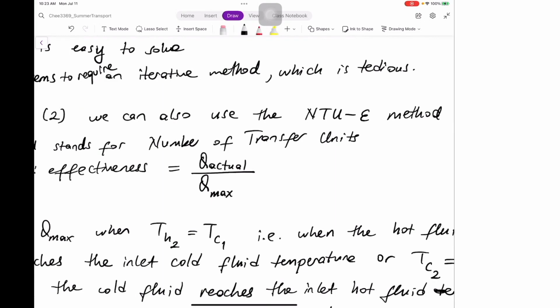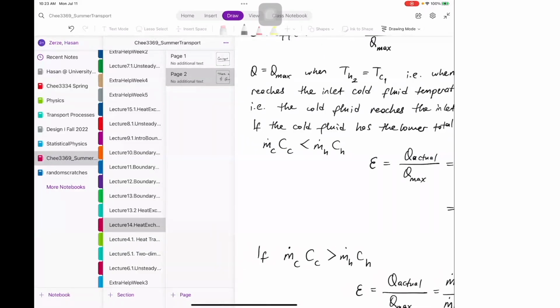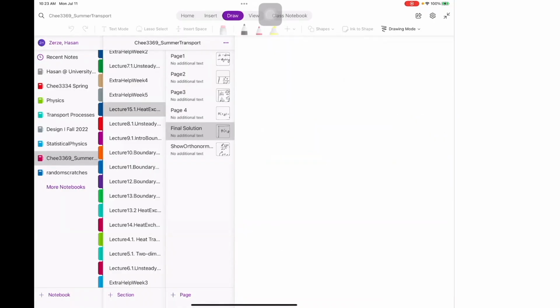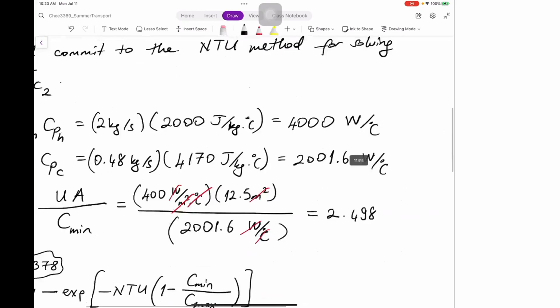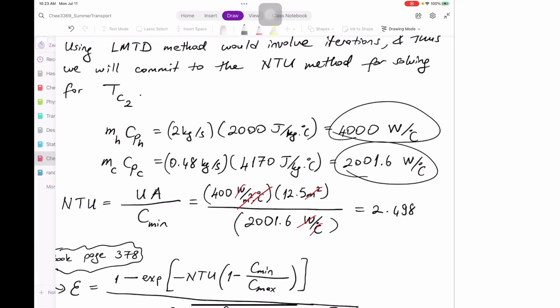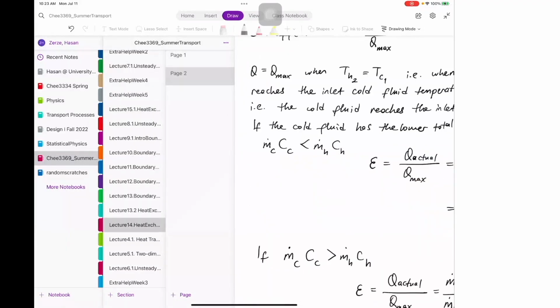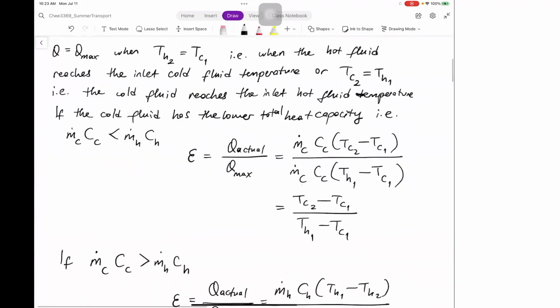Basically you can calculate the Q max and find the Q actual if you like. So whichever way you want to do this. Or you can just say it's the TC2 minus TC1. Let's see, for our case, which one has a lower heat capacity? Let's figure it out. There you go. Okay, so MCPC is smaller than the MCP hot. Okay, so given that MCPC is smaller, this means that you should commit to this formula, which gives you this.